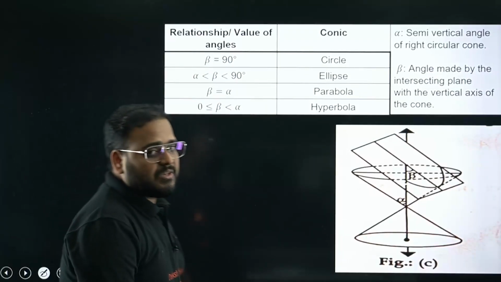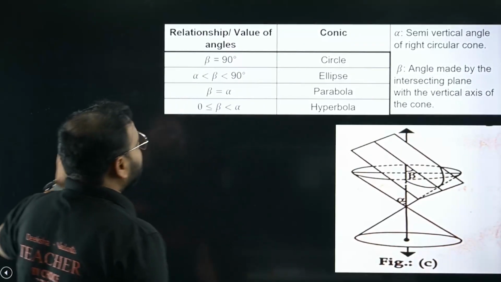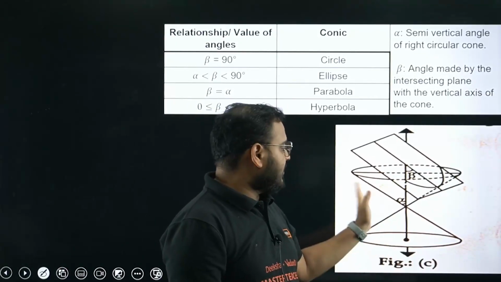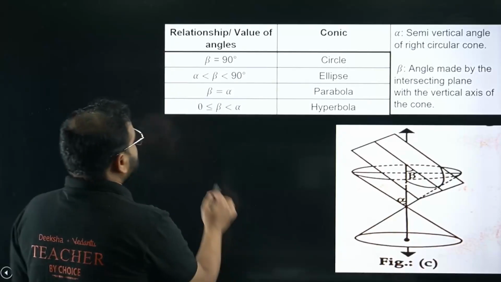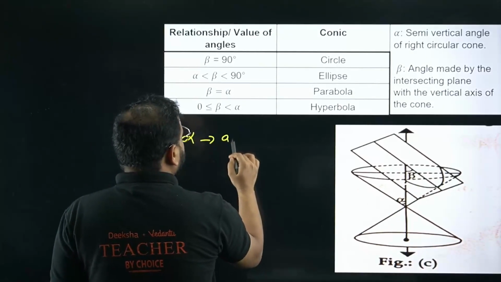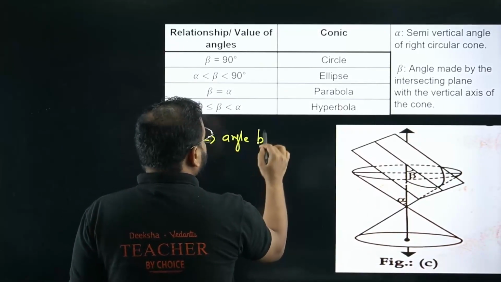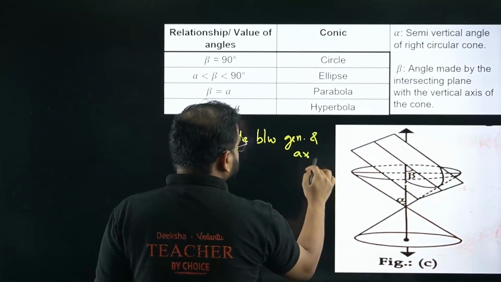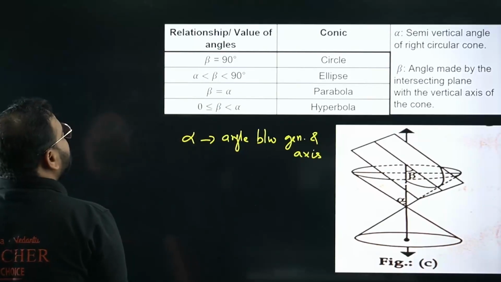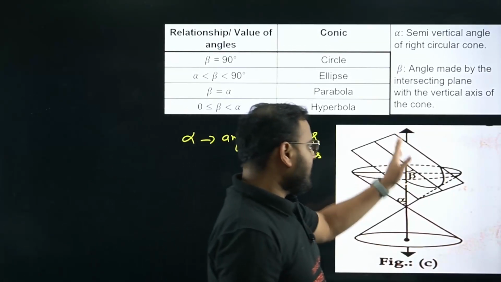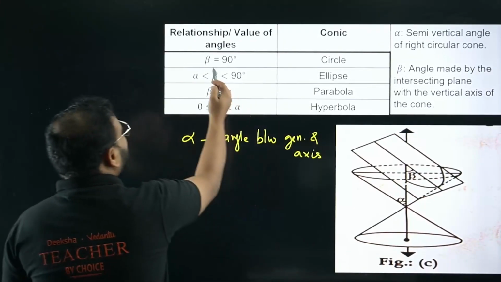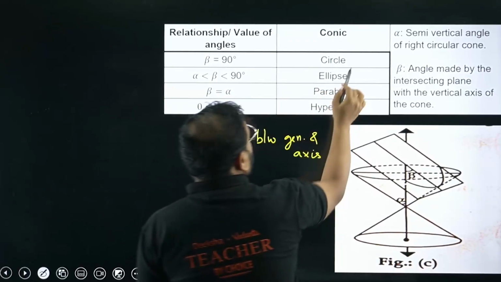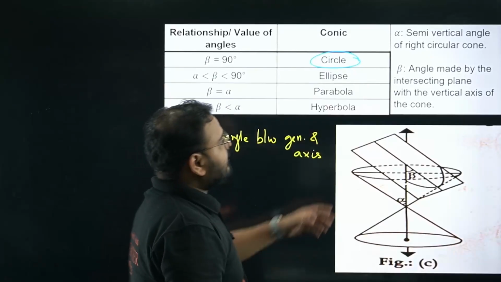So if you look at the relationship for the angles alpha and beta, what is angle alpha? Angle alpha is the angle between the generator and the axis. Whereas what is beta? Beta is the angle of the plane with the axis. Check here: when beta is 90 degrees, what do you get? You get a circle.